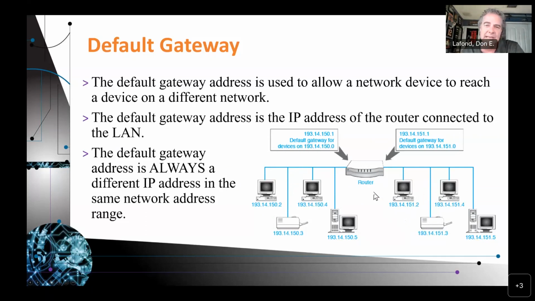Routers separate networks. They divide broadcast domains, really an important concept to understand. If there's a problem with this network, it will not affect this network because there's a router dividing the networks. The default gateway address is always a different IP address, but it's always in the same network.